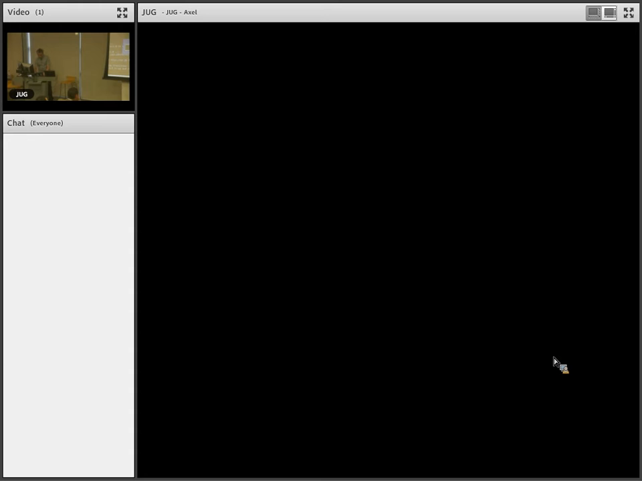Just copy paste this, open a new tab. Here we go. And it's basically our application running on AWS. The exact same image down to the last bit and byte that we had running on VirtualBox before.